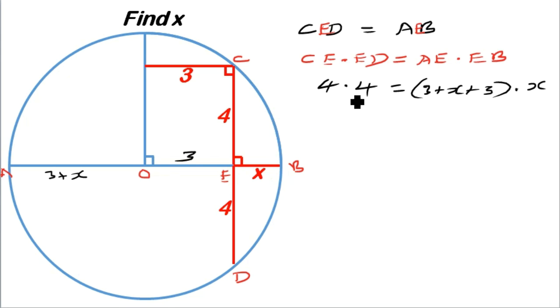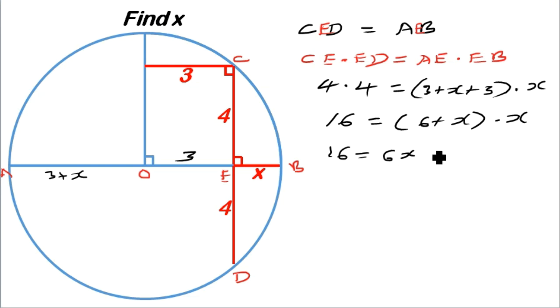Now, if you simplify this problem, 4 times 4 is 16, equal to 3 plus 3, which is 6, plus x, then times x. If you expand the bracket, x will multiply all the terms inside the bracket. So you have x times 6 is 6x, then x times x is plus x squared. If you rearrange this to form a quadratic equation, we start with the x squared term, followed by positive 6x, then 16 going to the other side of the equation. It becomes minus 16 equals 0.